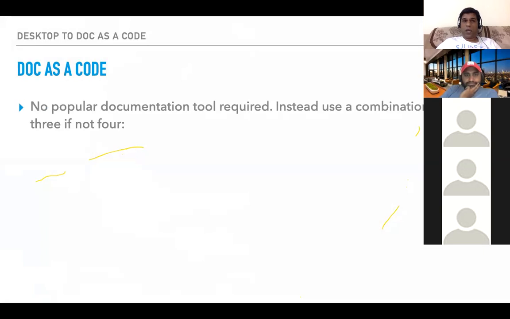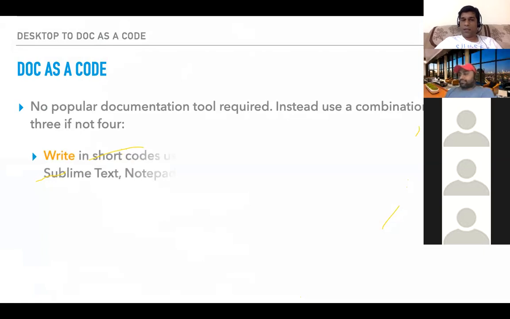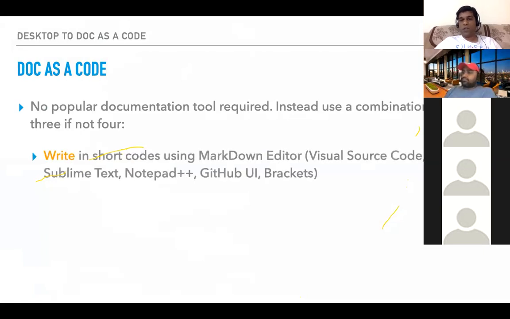In general, if we see, then unlike those help authoring tools, we don't have any popular documentation tool required. Instead, we use a combination of multiple tools. And so to write short codes, you use what we call markdown editors, which are available free in the market mostly. So these are some names of the markdown editors, and you just have to be aware about some short codes which provide you the styling.